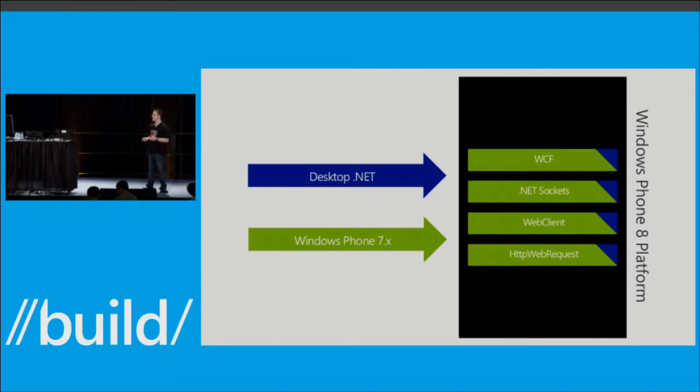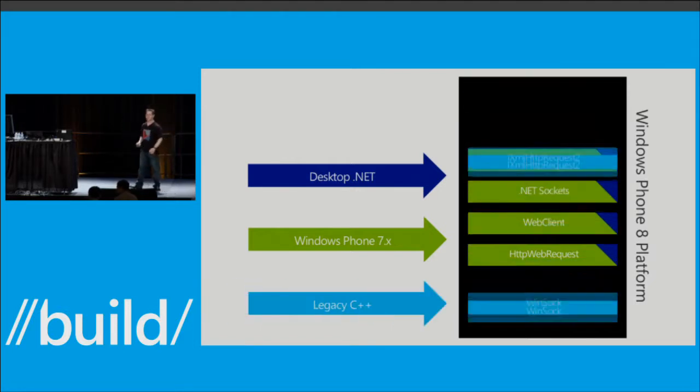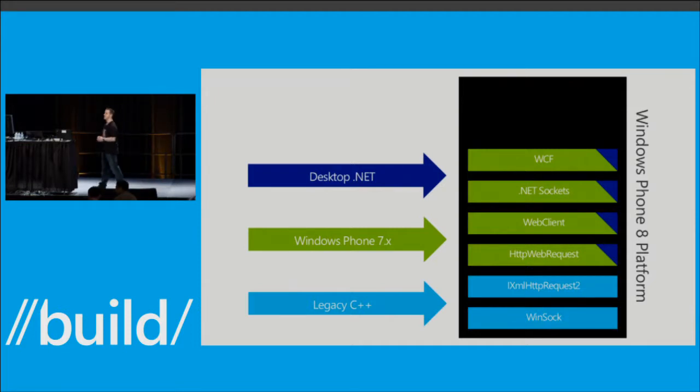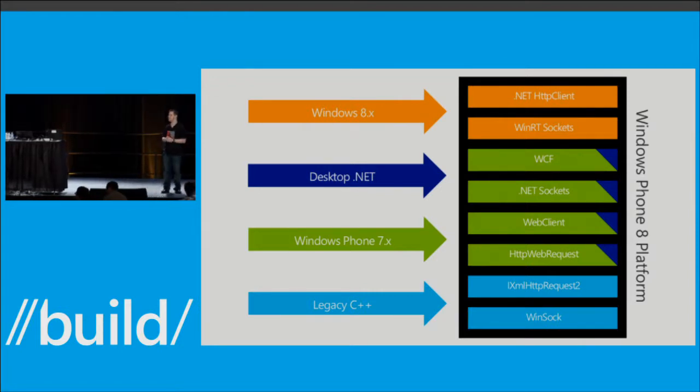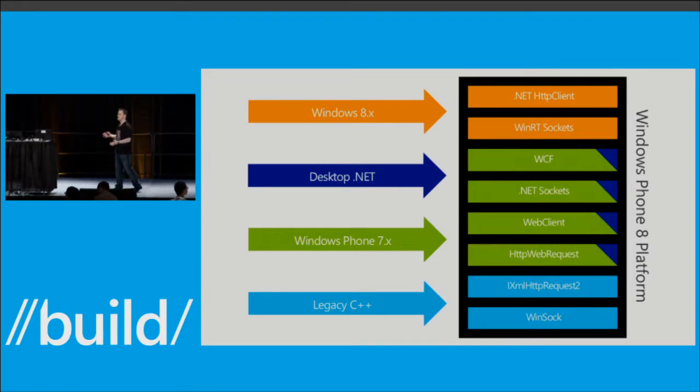Now, do we have anyone in the audience doing native code that they might want to bring to the phone? Yeah, some people there. So you might be using WinSock maybe, or IXML HTTP request, which are some of the native APIs that we have. And then finally, I hope all of you have built Windows 8 apps or are planning on building Windows 8 apps. And so you might be using HTTP client, or you might be using the new WinRT sockets. And so the good news is all of these APIs are supported on Windows Phone 8, because we want the investment that you've made in your code to pay off, and that you can keep writing those apps and keep selling those apps on Windows Phone 8.